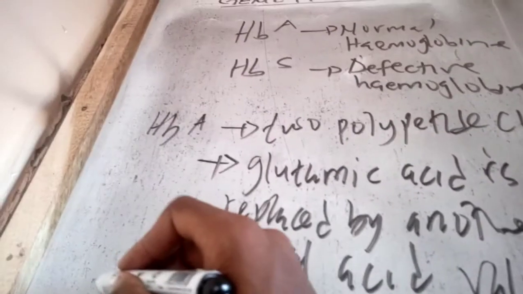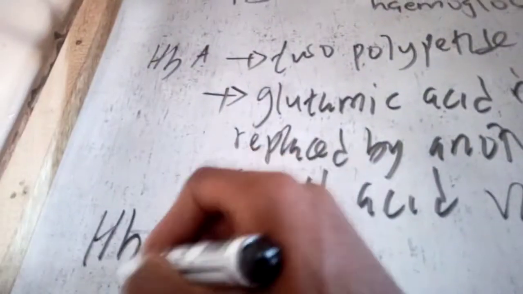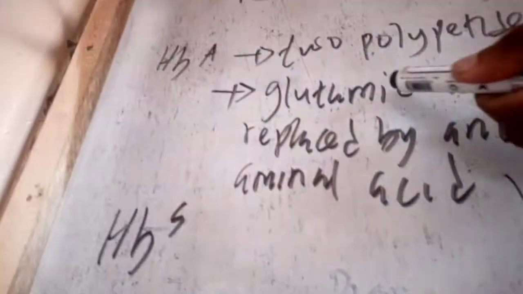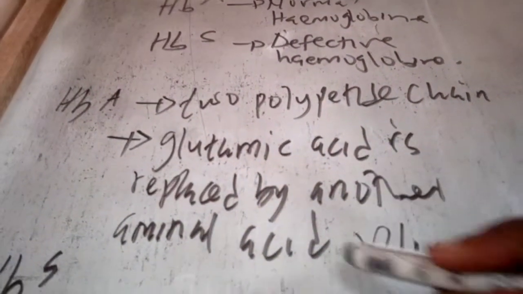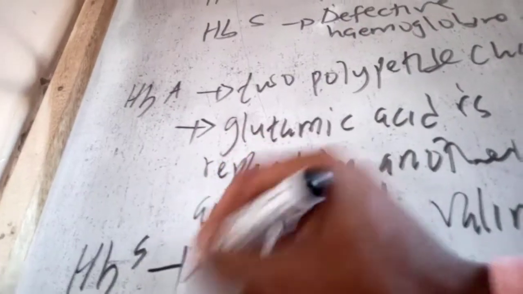In so doing, it leads to the formation of a defective hemoglobin, represented by HbS. So when the glutamic acid in the polypeptide chain of a normal individual is replaced by valine, an amino acid, it leads to the formation of what we refer to as defective hemoglobin.